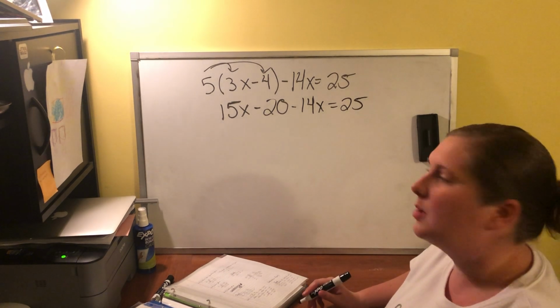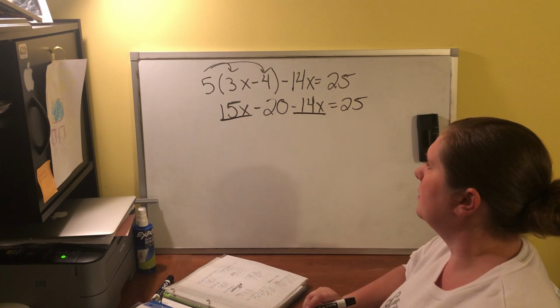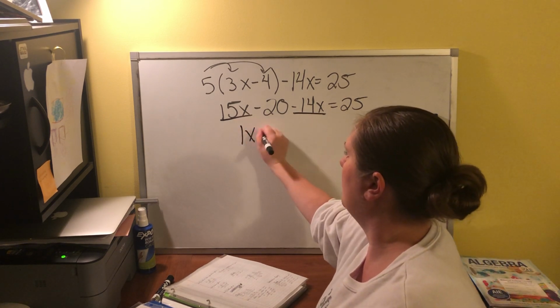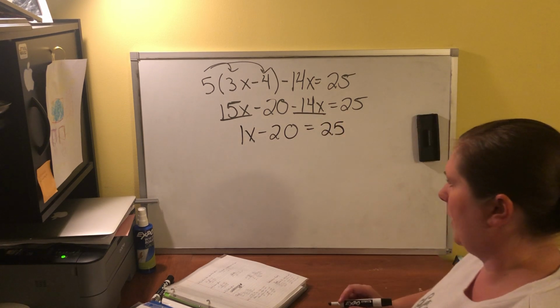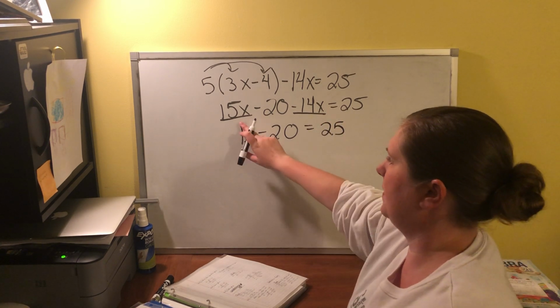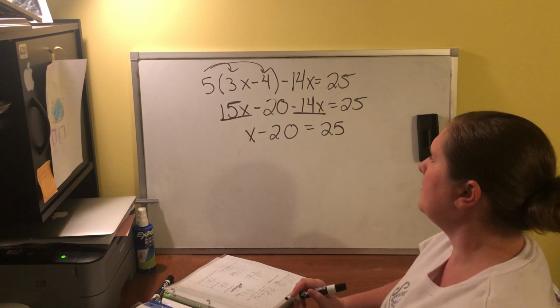Now we can go ahead and combine like terms. I have a 15x minus a 14x. That leaves me with 1x minus 20 equals 25. Remember, you don't have to write that 1. You don't have to, but just so you know, that was a 1.